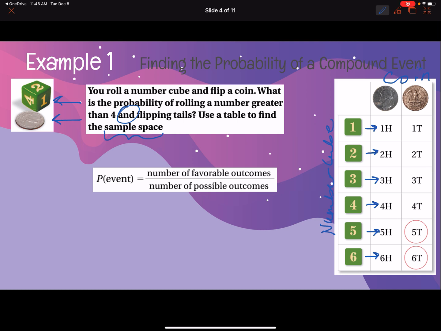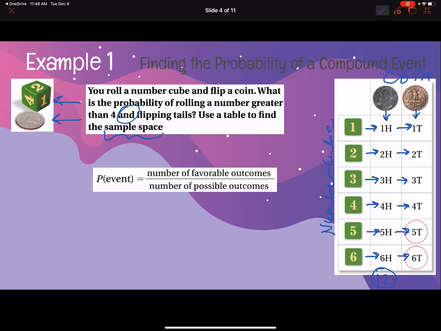Now that was just with flipping a head. If we flip a tail on the coin, we have the same possible combinations with the number cube. So we have a total of 1, 2, 3, 4, 5, 6, 7, 8, 9, 10, 11, 12. 12 possible outcomes for this event.